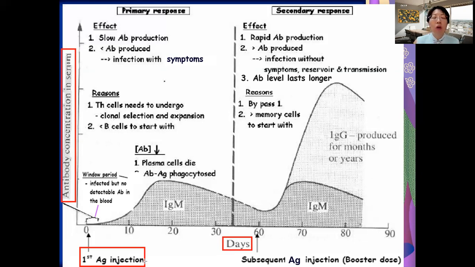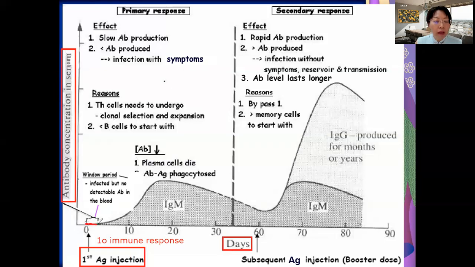Either by injection or you got infected naturally. So it enters the body, and the moment it enters the body, it will actually activate the primary immune response. The primary immune response already starts. So that means to say there's a lot of antigen presentation, clonal selection, clonal expansion, okay, until plasma cells produce and secrete antibodies.